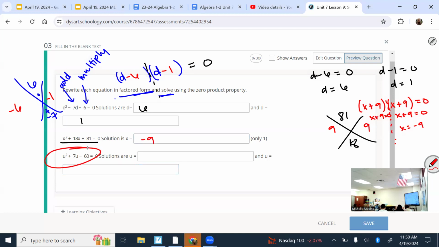Okay, this one down here. So -60 on top, +7 on the bottom. We're looking for two numbers that multiply to -60, add to 7. 12 and 5. Which -12 times 5. -12 and, oops, what?